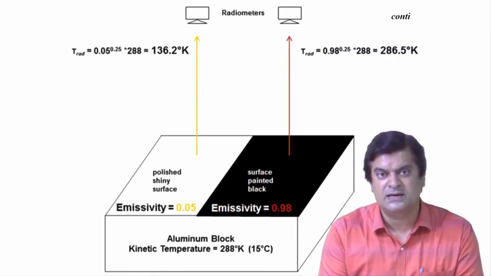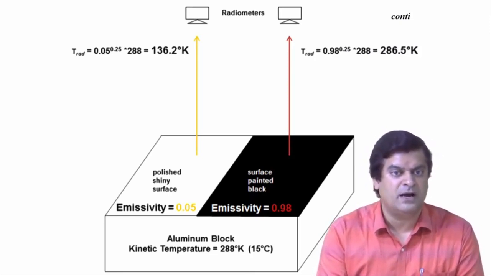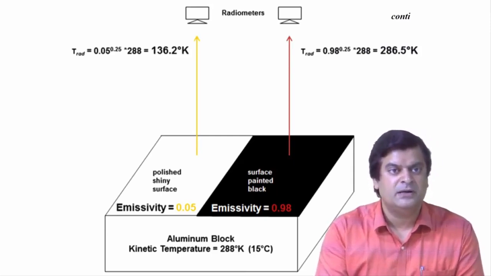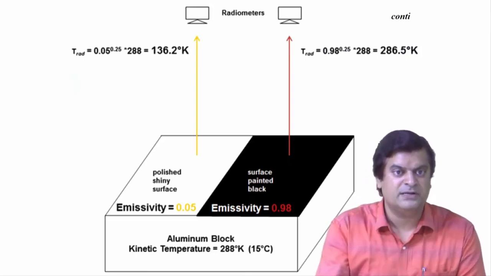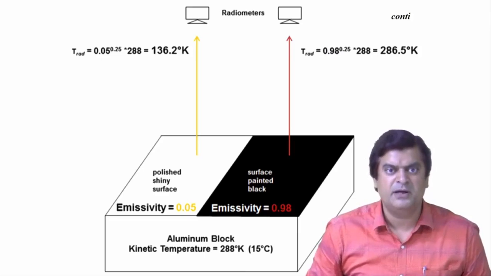So you can see that even when the kinetic temperatures of two objects are the same or similar, if there is a change in their emissivity, the radiant temperature will be different. By changing the emissivity, even if the objects have the same kinetic temperature, their radiant temperature detected by the radiometer will be different.